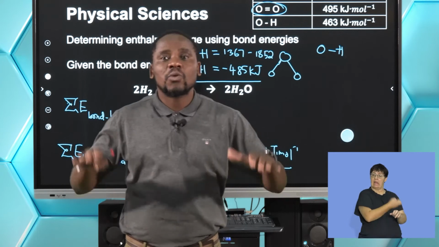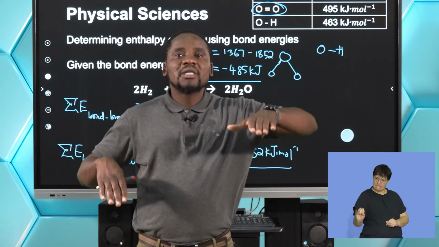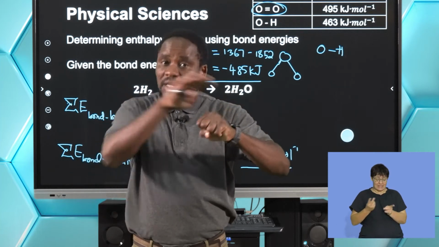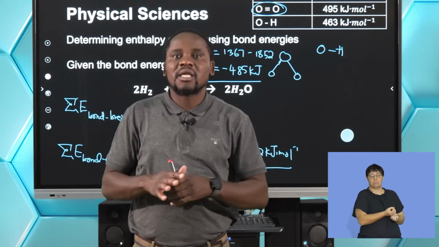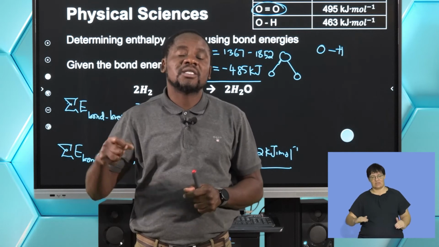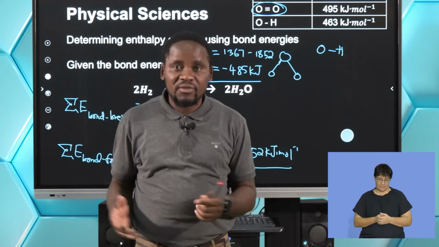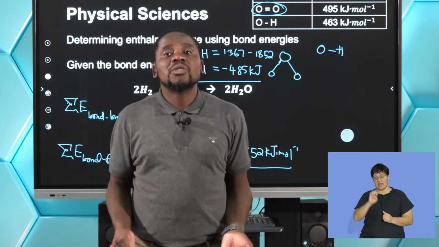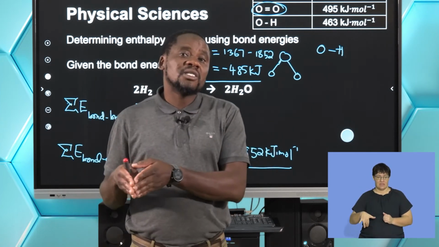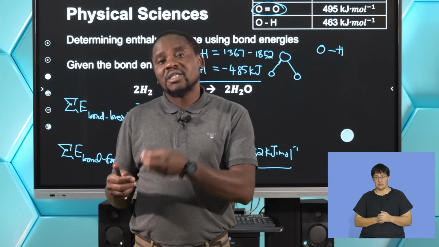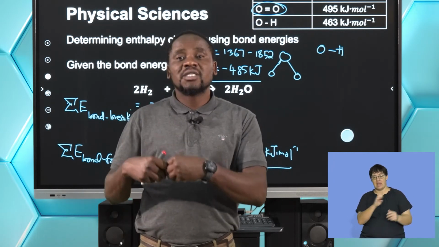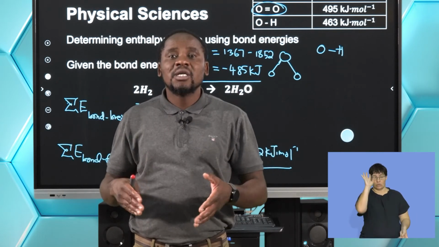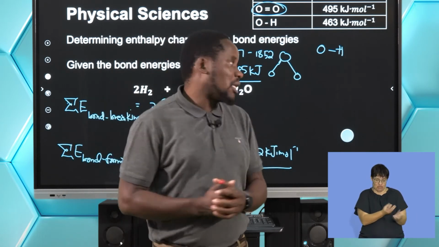So in a nutshell, what we're simply saying is that the amount of energy absorbed to break the existing bonds is less than the amount of energy that is released when the new bonds are formed. So that's the main idea. We can determine the enthalpy change by using the amount of energy absorbed versus the amount of energy released. So in total, energy is released in this chemical change.